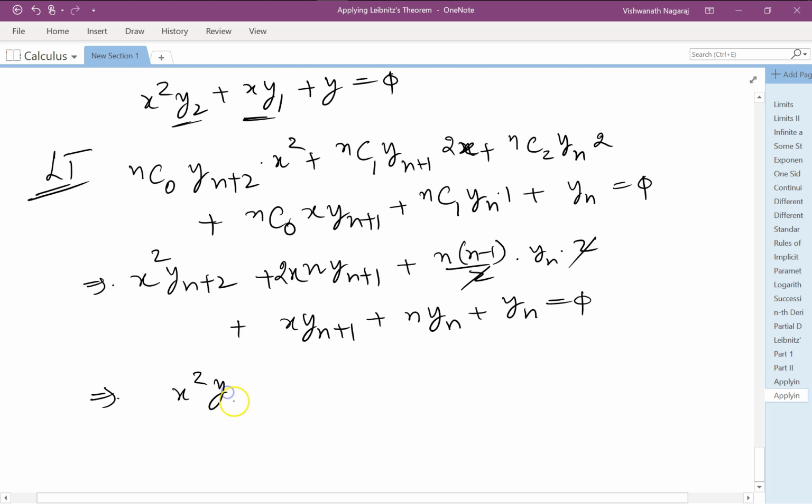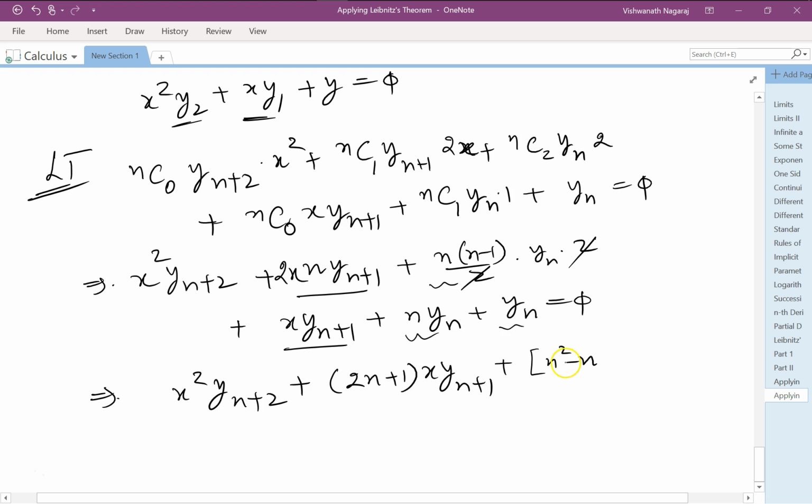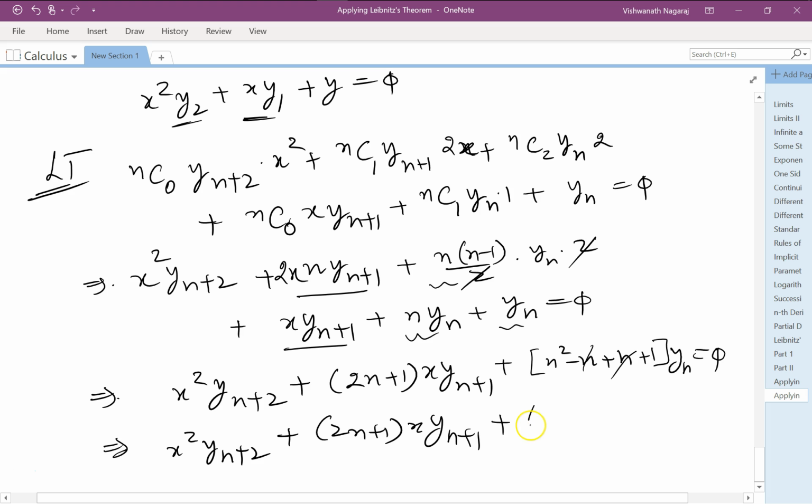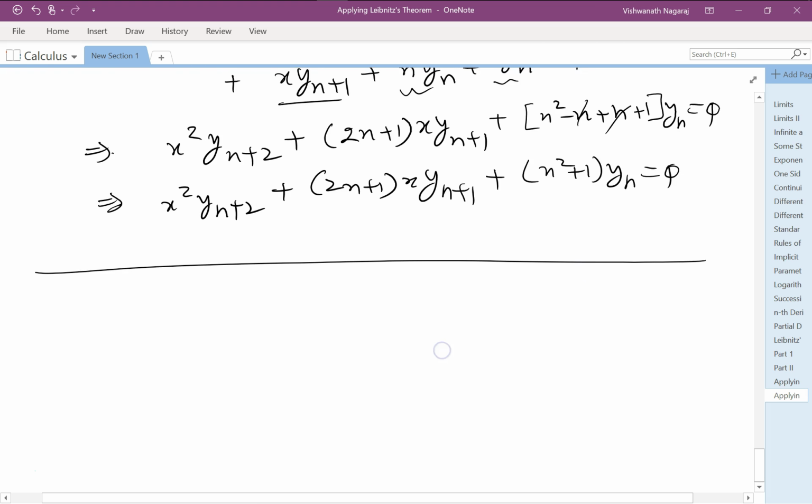x square yn plus 2 plus this, and this is common. So like terms: 2n plus 1 x yn plus 1 plus this becomes n square minus n. So this and this: n square minus n plus n plus 1 yn equal to 0. These two get cancelled and we are left with n square plus 1 yn equal to 0, which is what we had to show.